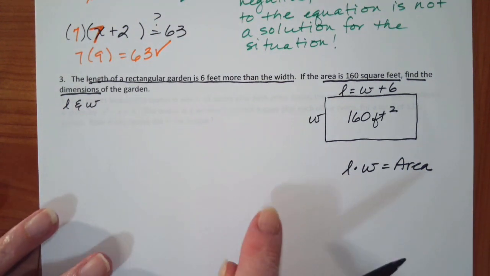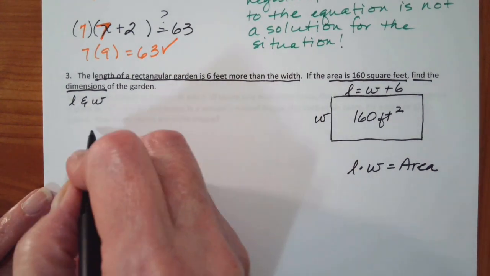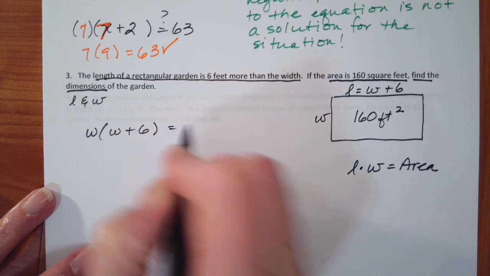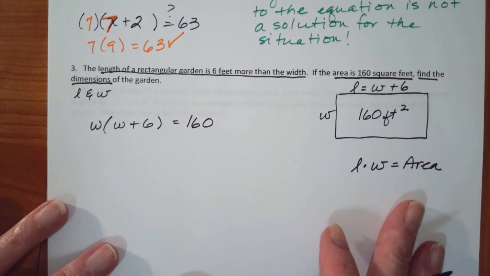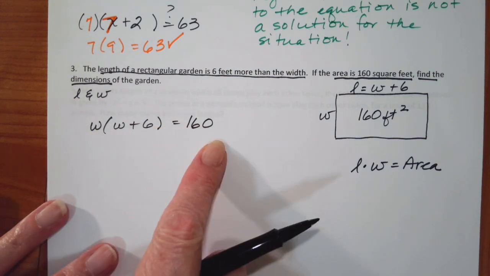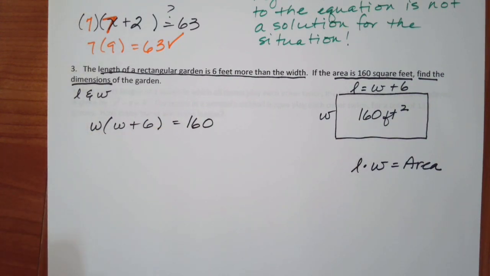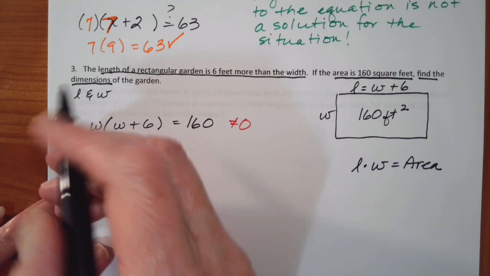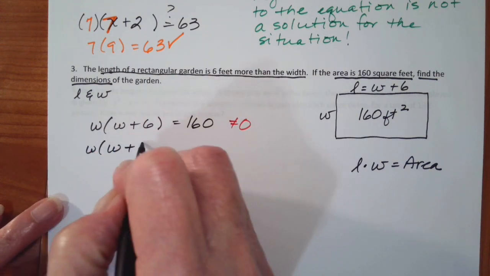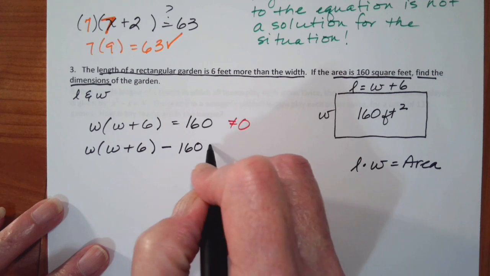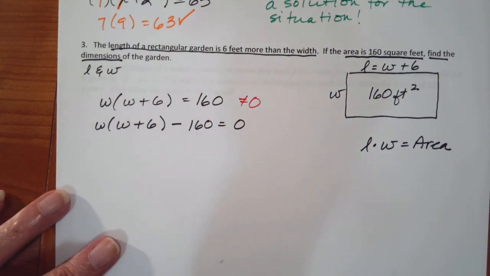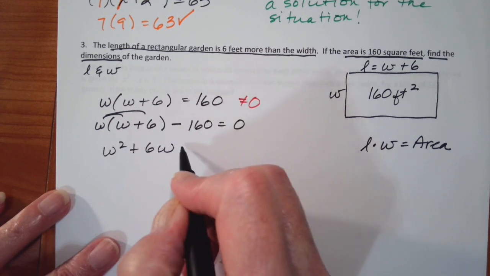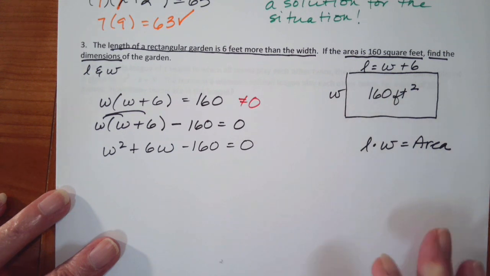Okay. So, and I know that I multiply those together. So I have W times W plus 6 is equal to 160. The width times the length equals the area. Once again, not equal to 0, so I have to fix that. W times W plus 6 minus 160 is equal to 0. Distribute, and I get W squared plus 6W minus 160 is equal to 0.